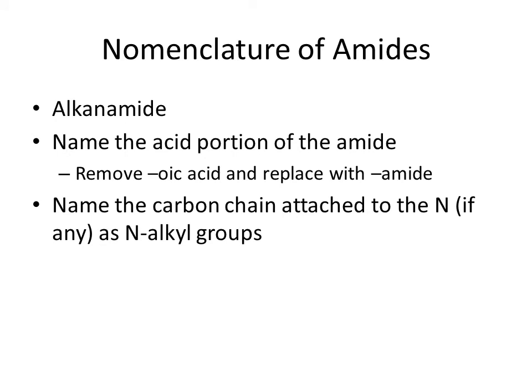To name the amides, we find the longest chain that has the carbonyl in it, so it's the acid portion of the amide. You name it as if it were an acid. You remove the oic acid and replace it with amide. If there are any carbon chains on the nitrogen, you name them as alkyl groups, and you put an N in front of the alkyl group name and list it in front of the compound.